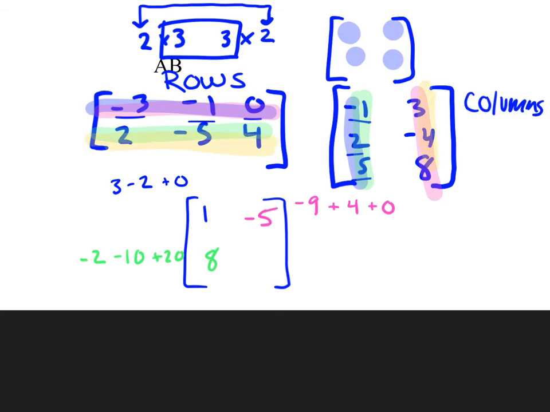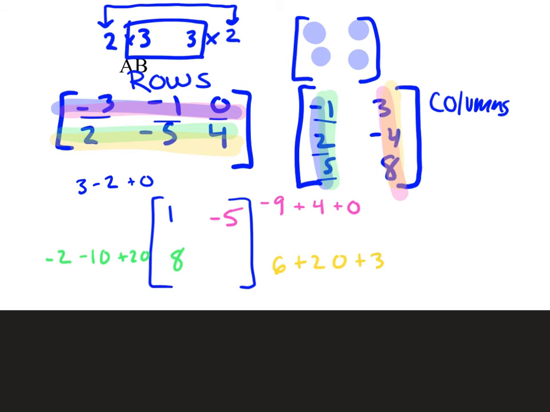Second row, second column. So what do we multiply together first? 2 times 3, so that gives us 6. What's next? Then 20. And then 32. So 6 plus 20 plus 32? 58. So this matrix is our answer.